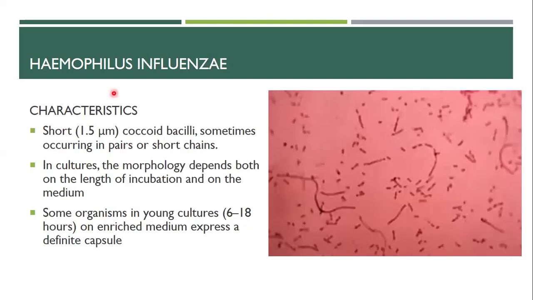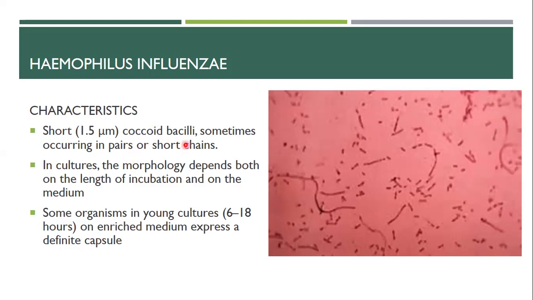So let's start with your Haemophilus influenzae. Characteristically, I mentioned it's pleomorphic, because the typical morphology of gram-negative rods is not appreciated all the time. In cultures, the pleomorphic appearance varies depending on the culture conditions used to isolate the microorganism, such that normally it appears as coccoid bacilli, and sometimes in pairs or in short chains.